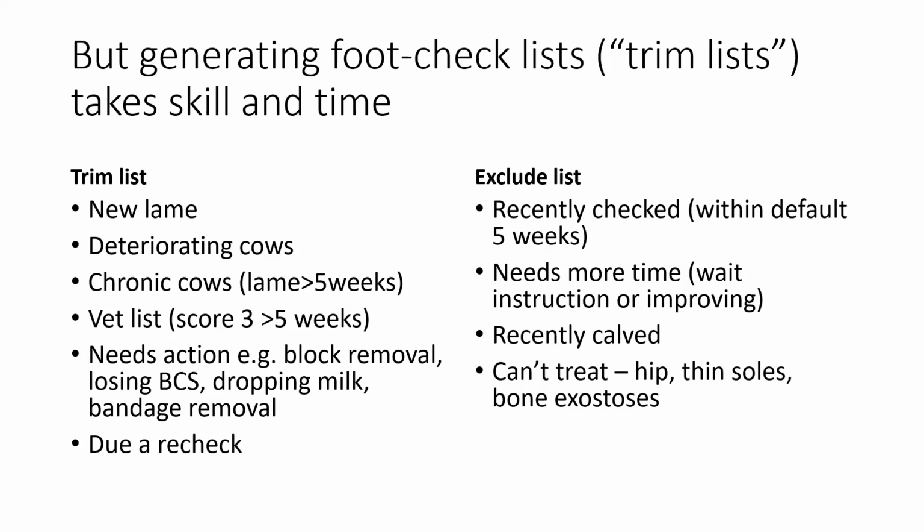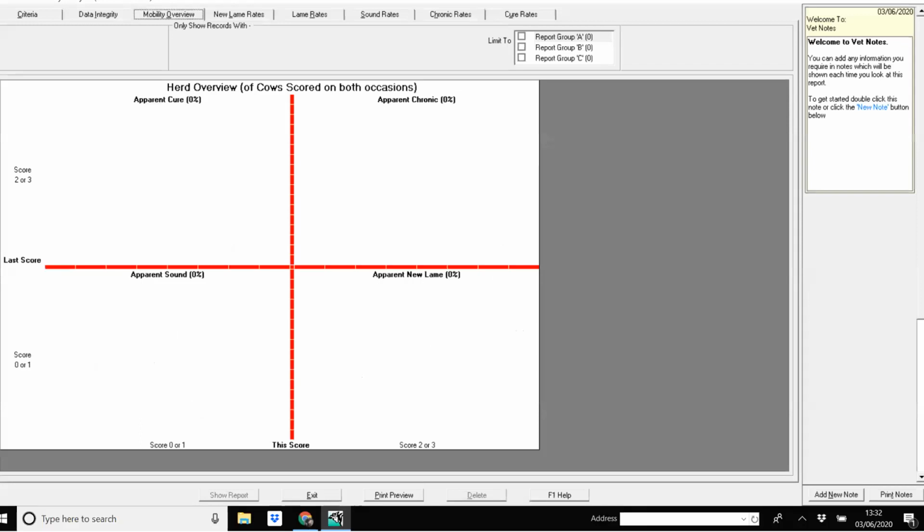Or some things that you just cannot treat. I mentioned already thin soles, but there might be some sort of joint injury or some sort of bony change that means that that cow will physically never walk normally and won't benefit from repeated treatments in the crush, as far as we can tell. So there's no simple way of generating these lists. They will take time and discipline, and that's a big turn-off for farmers.